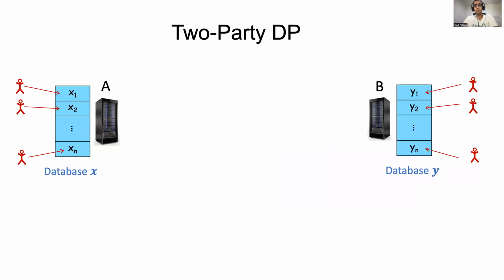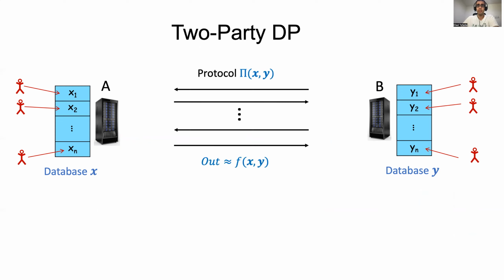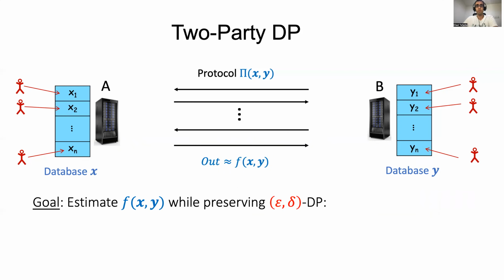So what is two-party differential privacy? In this setting, we have two servers, A and B. Server A holds a database X, and server B holds a database Y. They interact with each other according to some protocol pi in order to estimate some function f over the joint data X and Y. So the goal is to estimate f(X,Y) while preserving (epsilon, delta) differential privacy.